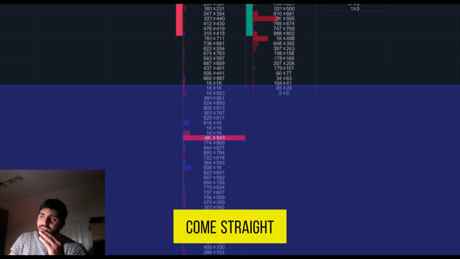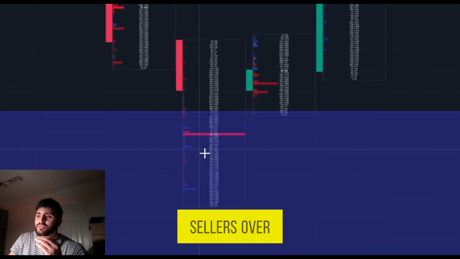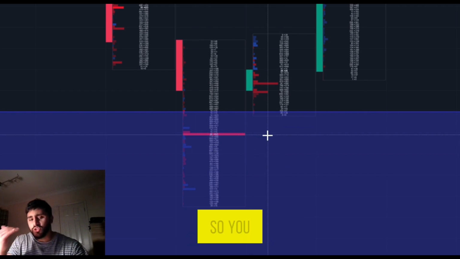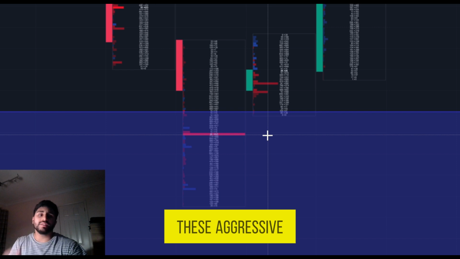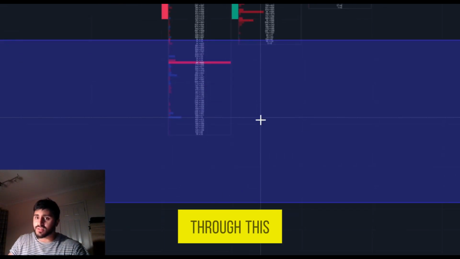But we've come straight into a key level. We've come straight into a fair value gap. There are so many resting aggressive sellers over here. This is at the price point 59.40. So you know at 59.40, there's a ton of market participants hitting the bid. But these aggressive sellers have not been rewarded. If they were rewarded, we would have broken through this level, right?